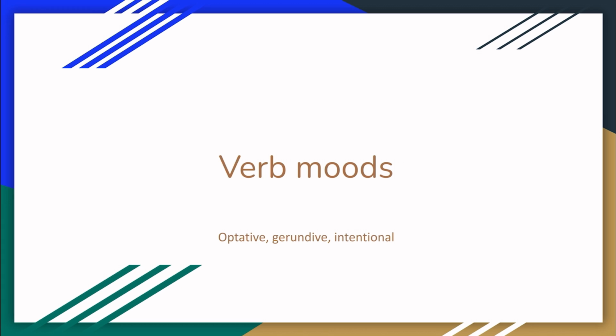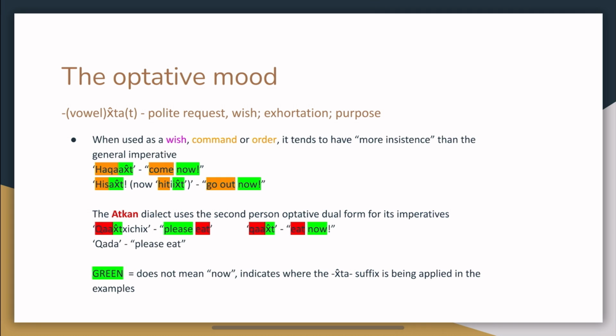So now on to the verb moods. In this section, we're going to talk about the optative, the gerundive, and the intentional. These are the three main verb moods that set the Aleut language apart from some other languages that have verb forms, although the optative is a little bit more common.